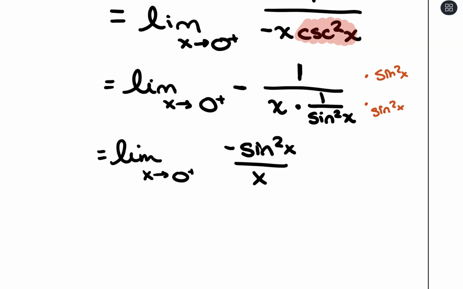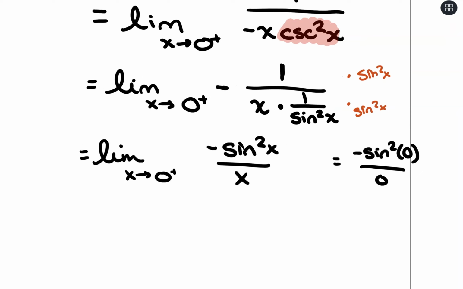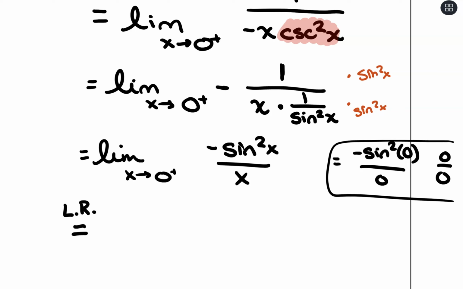Okay, so we re-expressed it a little bit. Instead of cosecant squared, we're now using sine squared. So now I'm going to try to plug in 0 again. So this would be negative sine squared of 0 over 0, which I still don't like, but sine of 0 is 0, so now I'm getting an indeterminate form. So now I can use L'Hopital's rule again, now that I have a 0 divided by 0. That's a key piece. In order to apply L'Hopital's rule, we need that set up. So we can use L'Hopital's rule.